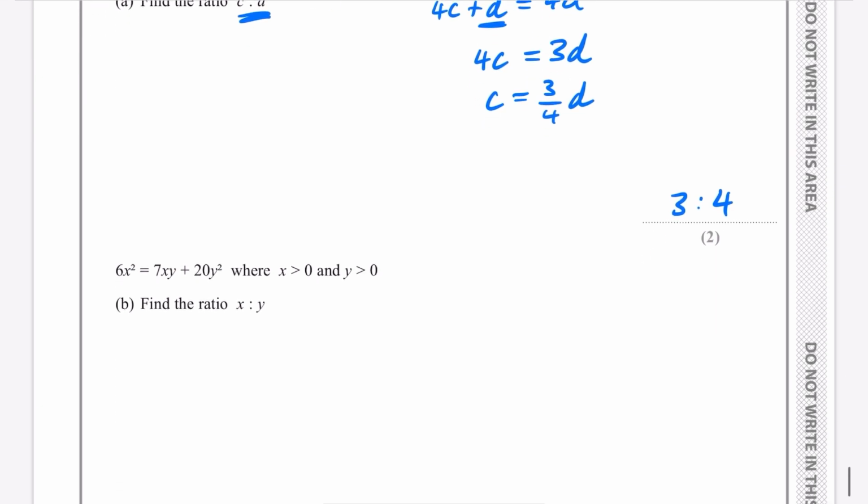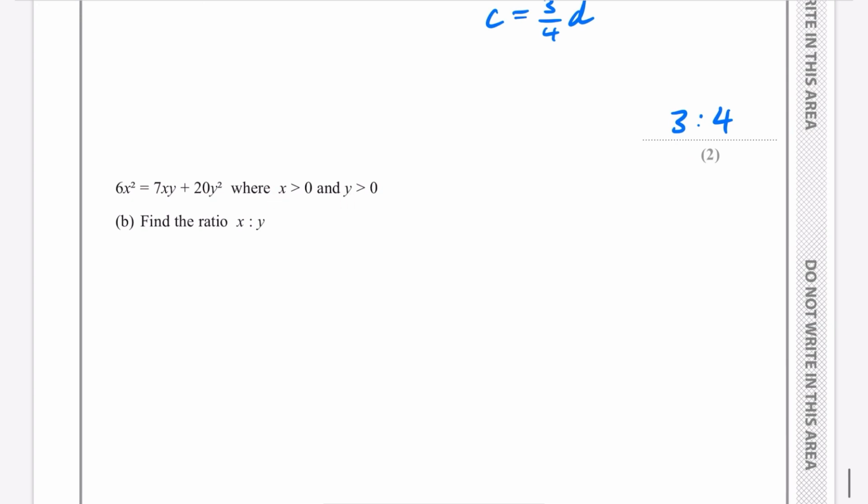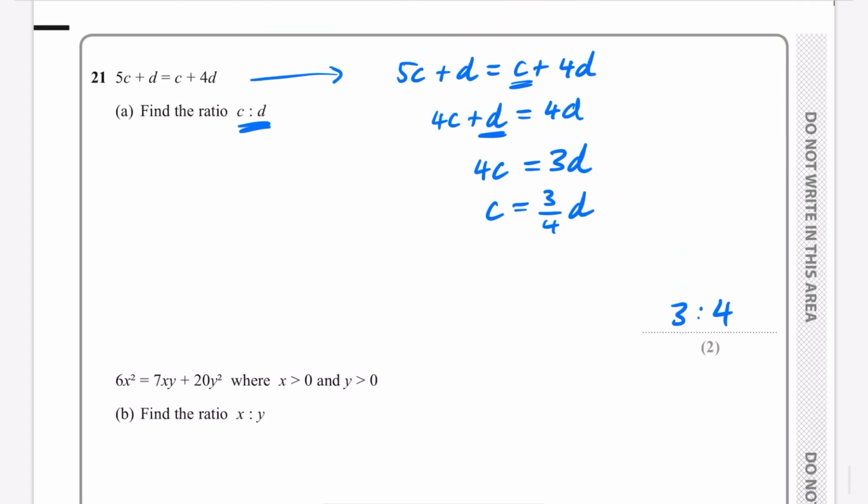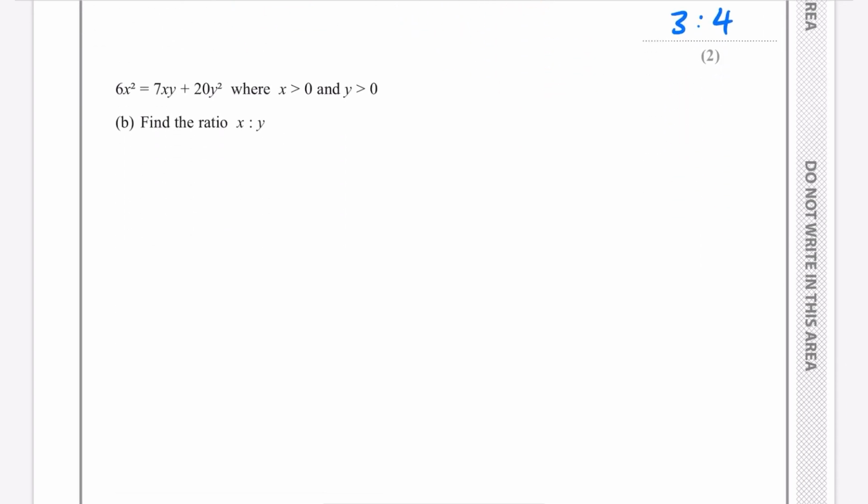Okay, here is a horrible question. It says x is greater than 0 and y is greater than 0. We have this thing here, find the ratio x to y. So we kind of want to come up with something that looks like this, but for this part. I don't know how anyone would have done this because I think this is pretty nasty.